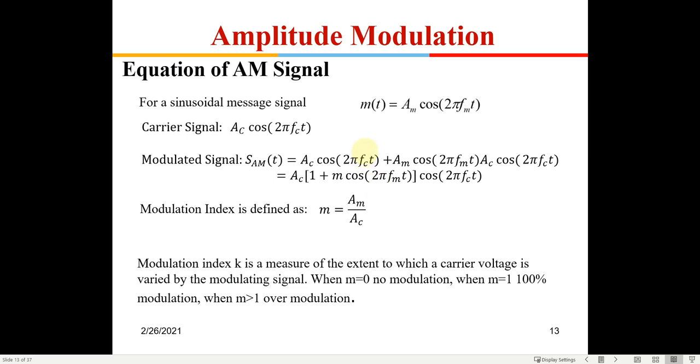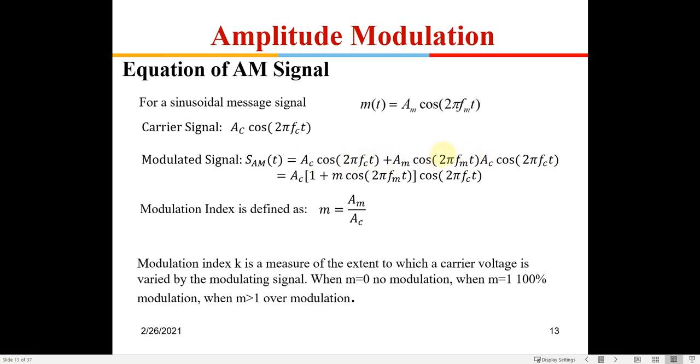Okay, now let's do a little bit of mathematics to understand more about amplitude modulation. So this is the message signal, or modulation signal, or baseband signal. These are the various terminologies we use. Am cos 2 pi fm t. Okay, this is the carrier signal, Ac cos 2 pi fc t. Now what is the AM signal? AM we have defined as the product of the carrier signal and the modulating signal, where these two components are there.